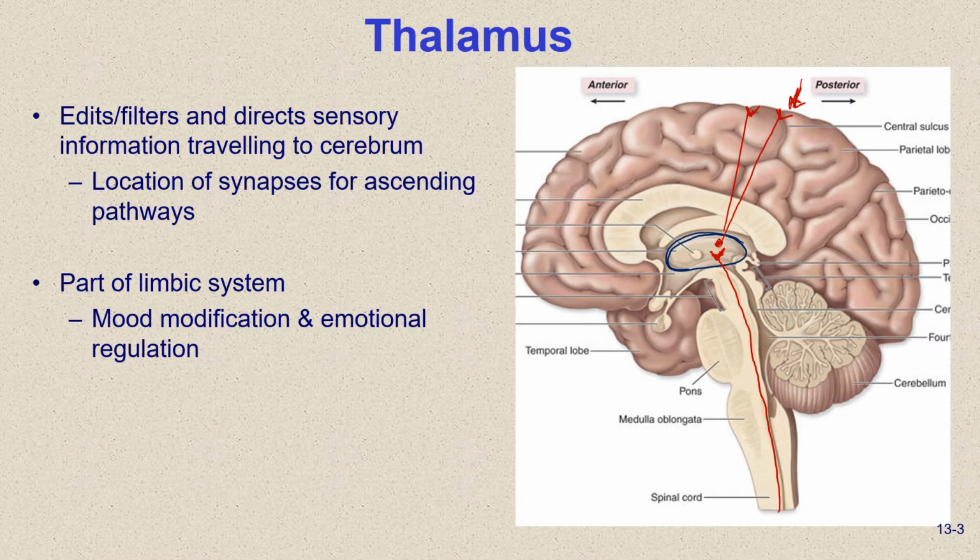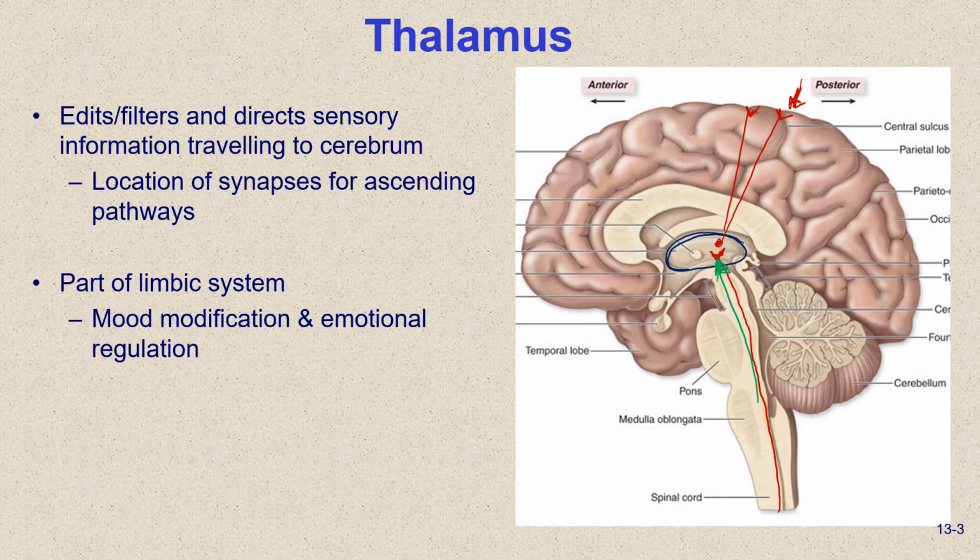When we describe it as editing information, what that's referring to is that sometimes the impulse or the information that's traveling up comes to the thalamus but is not relayed on. For one reason or another, the impulse will stop there. How and why that might happen is a little bit beyond the scope of what we're going to do in the course, but just know that that is a particular option.